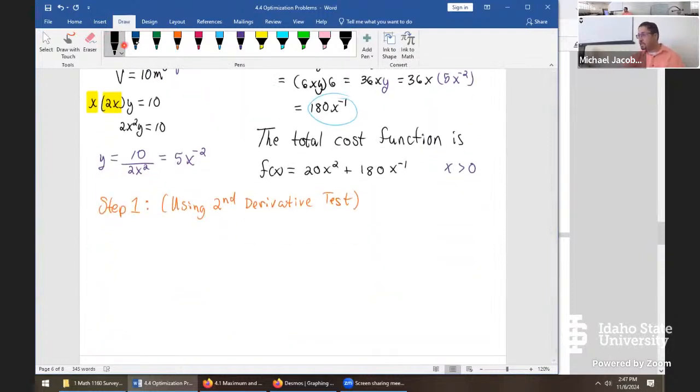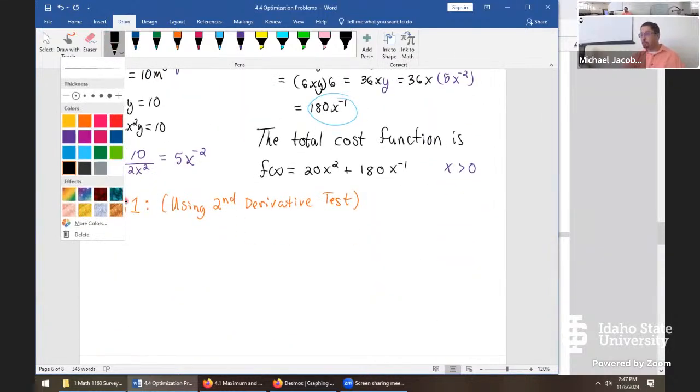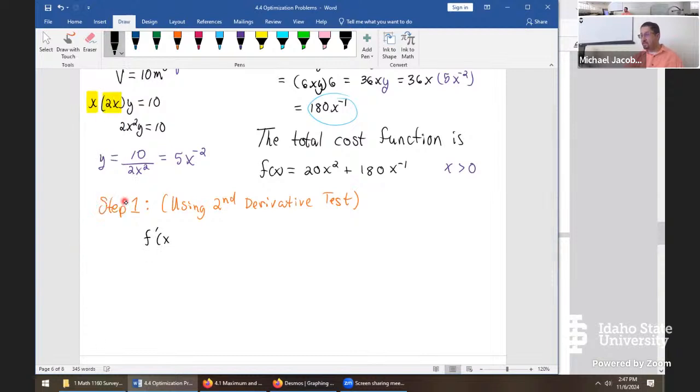So on that second derivative test, step 1 is still calculate f prime of x. So here's the function for f prime: 40x minus 180 x to the power -2. Once we get the derivative, the very next thing we do is we set it equal to 0 and we solve to get a critical number out. So now we're focusing on this part, this equation here.